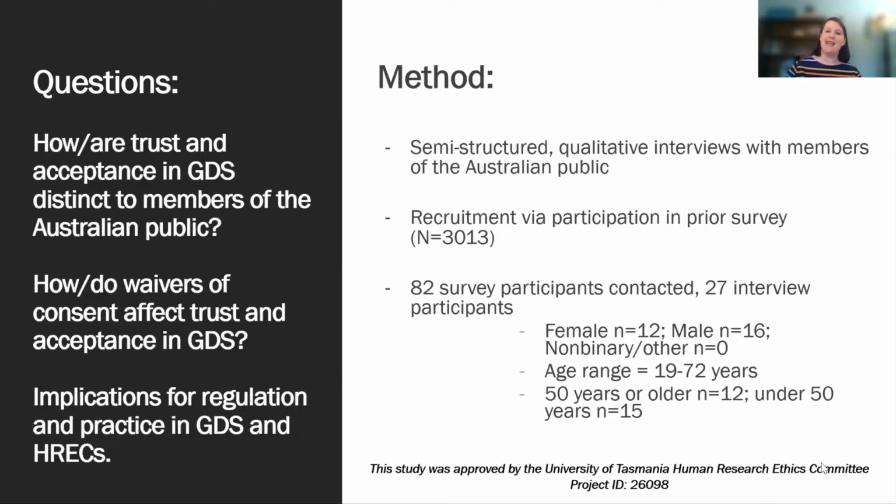And participants at the end of the survey were invited to leave their contact information if they would like to continue with further research. The participants in the survey were recruited along demographic quotas to achieve a broad representation of the Australian public, but the interviewees, who were recruited from within that cohort, were a convenient sample. So we had 27 interviews completed in the end.